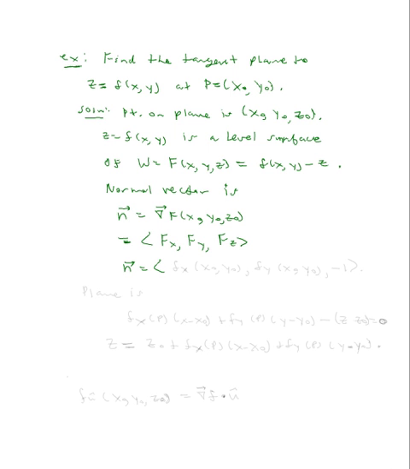But the partial of big F with respect to x is little f sub x, and I'm taking that at x naught, y naught. And the partial of big F with respect to y is little f sub y at x naught, y naught. And the partial of big F with respect to z is negative 1. So our normal vector has components f sub x, f sub y, and negative 1, all taken at x naught, y naught.